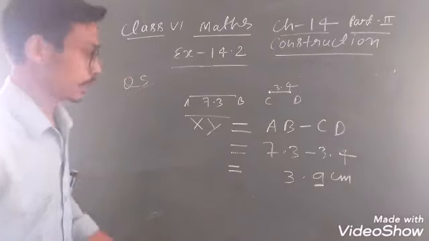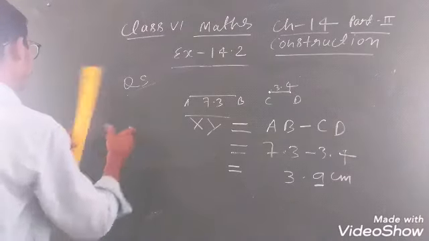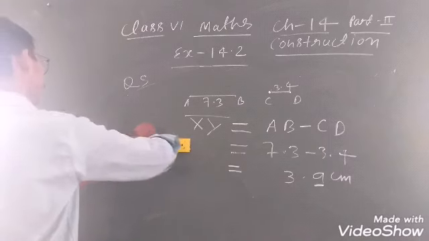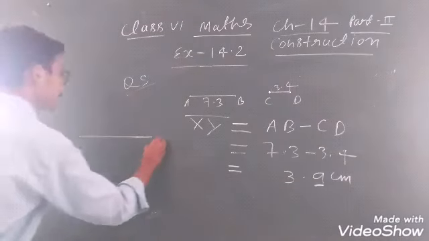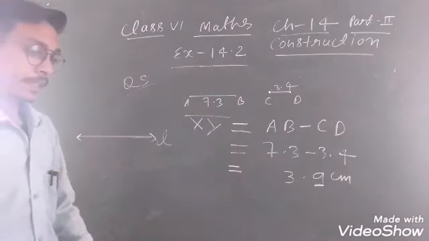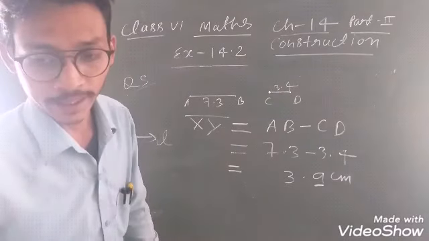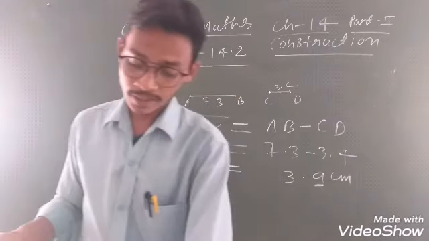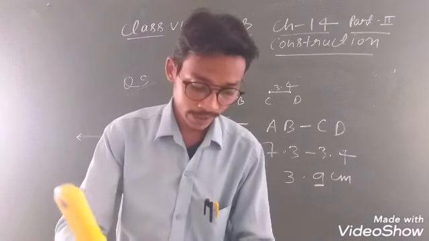So look, here I will draw randomly any line. Randomly I select the line L. This is the line. Now you know that you have to construct 3.9 centimeter. Clear? And you have to use protractor, compass and ruler. So look, here I will measure and you will also measure 3.7. Clear everyone?